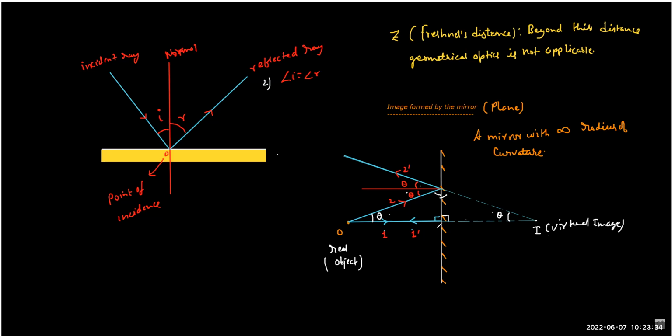Therefore, if I name the incident point P, then OP must be equal to PI, which simply means the distance of the object with respect to the mirror and the distance of the image with respect to the mirror must be equal, and that is the first property of plane mirror.